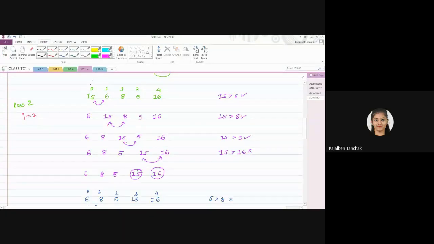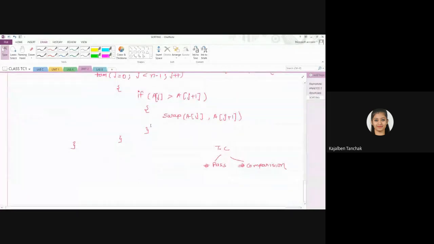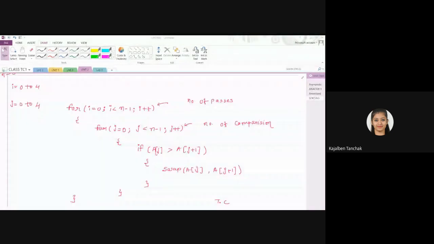In the same way, j is starting from 0 and j plus 1 is here, right? You will repeat the same procedure. Okay. So this is how you can trace the algorithm with the help of this pseudocode. So till now, is everyone clear how to trace this algorithm with the help of this pseudocode?